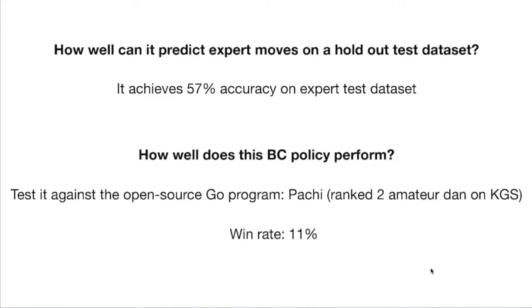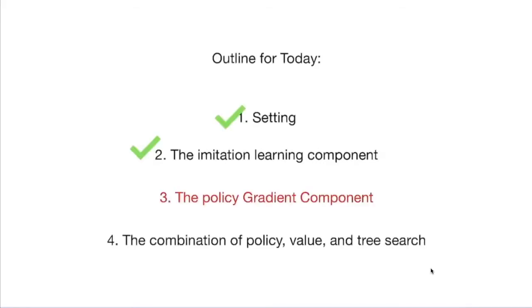Okay, so this is 11% winning rate, not too bad. And let's see now if we can improve this winning rate by using a reinforcement learning strategy. So far, we have not used the reward signal yet, right? We're just mimicking an expert. Okay, so let's see now what we can do in the reinforcement learning component. Okay, any questions about the imitation learning part?